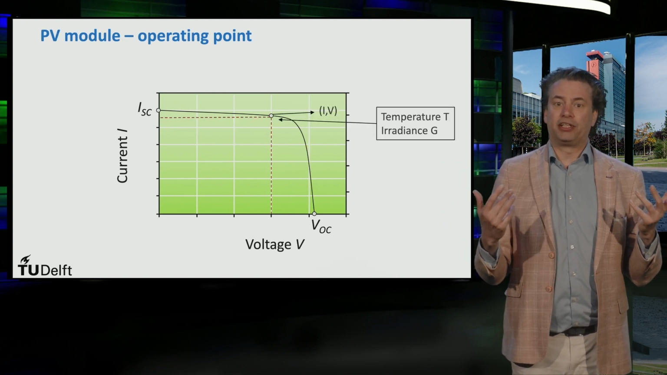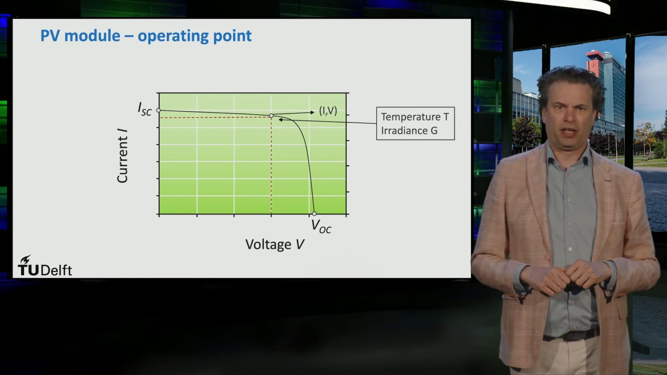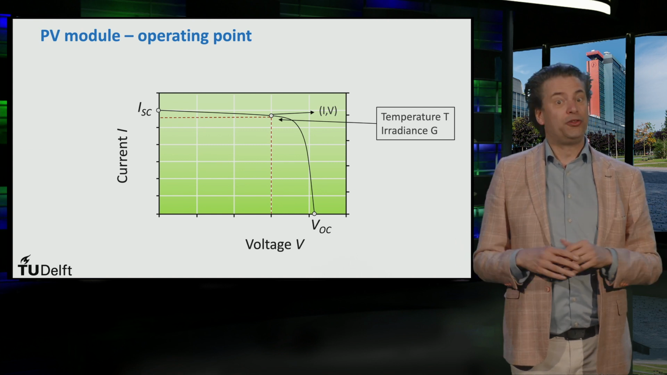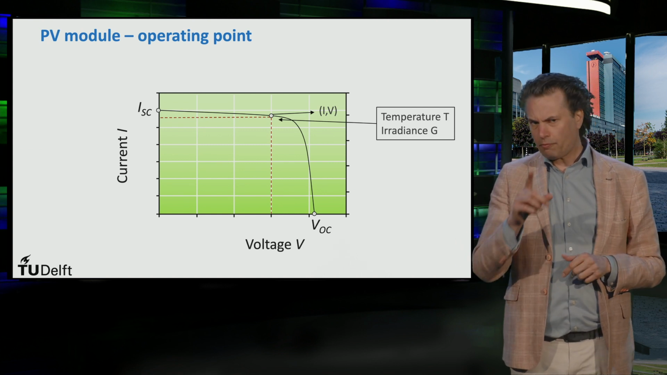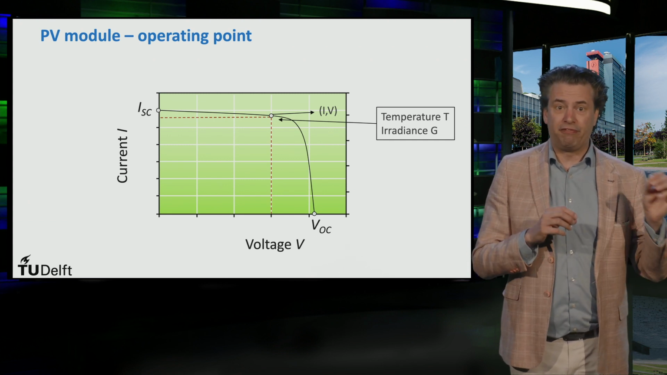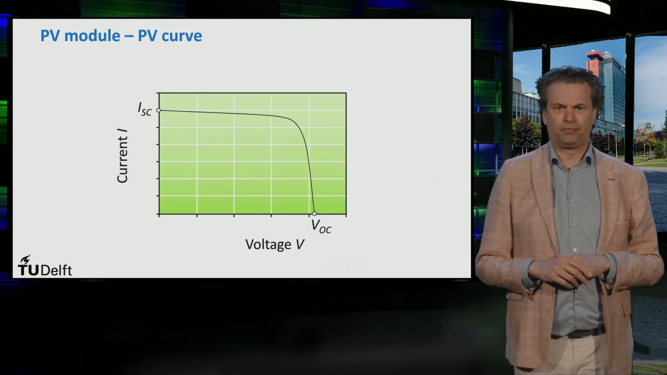Now let's try to understand the concept of the operating point. At a given point in time, the solar module operates at a particular voltage and current. The point of the IV curve where the solar module operates is called the operating point. For a given irradiance and temperature, an operating point on the IV curve corresponds to a unique IV value.